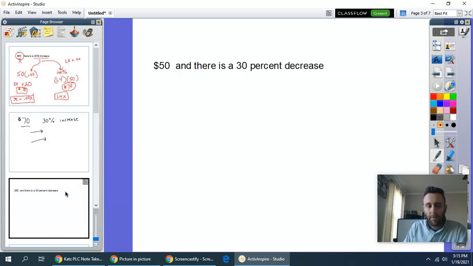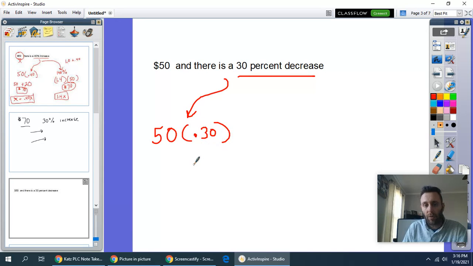So the next problem, $50, there's a 30% decrease. Very similar to the first problem that we did. Basically, again, there's two ways to do this. You can either take what is 30% of 50. So you can take the 30% and multiply 30% of $50. And when you do 50 times 0.3, you get 15.